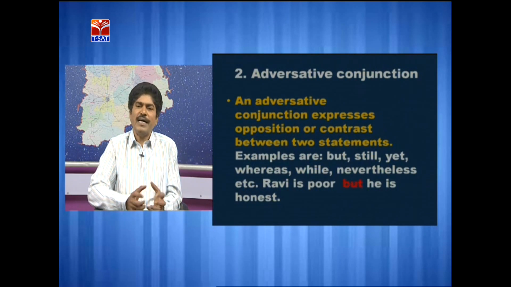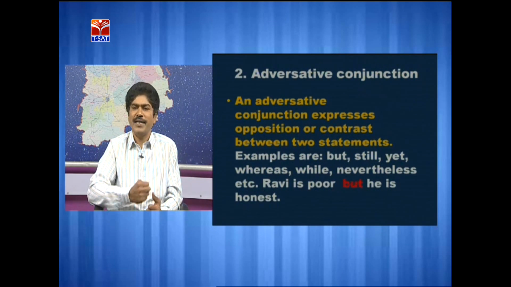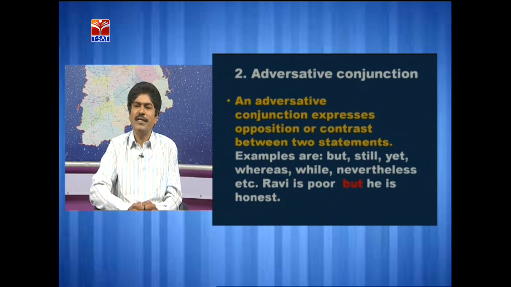Then come to the second type of coordinating conjunctions. We name them adversative conjunctions. An adversative conjunction expresses opposition or contrast between two statements. You come here, two contrast statements will be there. We connect them by using this type of conjunctions. We name them as adversative conjunctions.